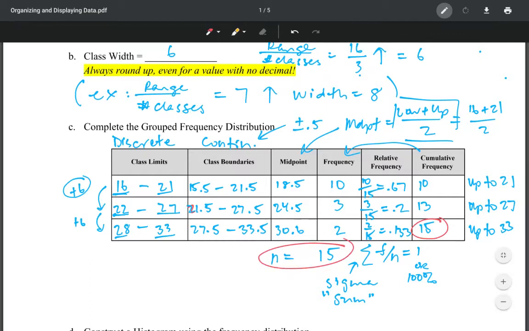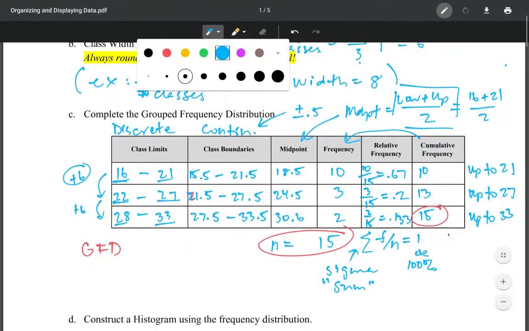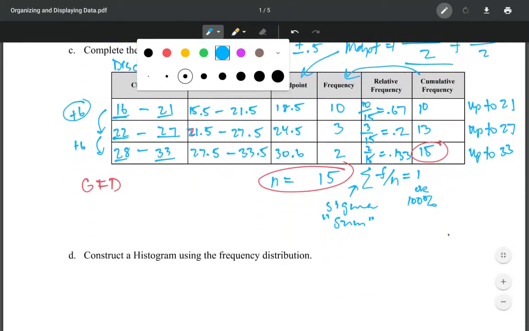Okay, this is the grouped frequency distribution. You'll also see this abbreviated as a GFD, which I think is kind of funny, but you'll see it both ways. So GFD or a grouped frequency distribution. Let's go ahead and take a look at part D.